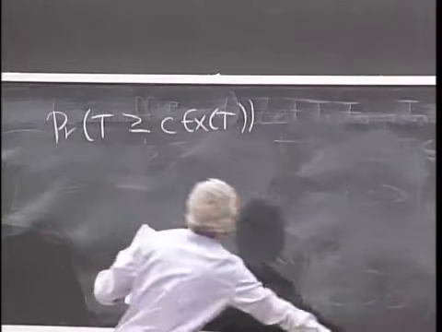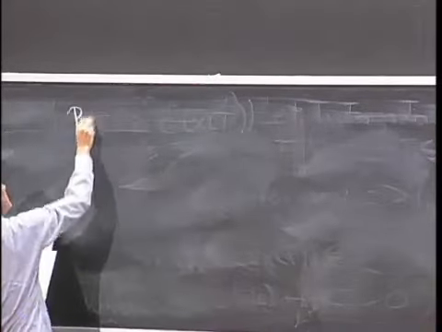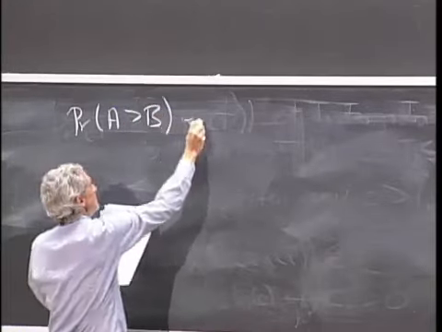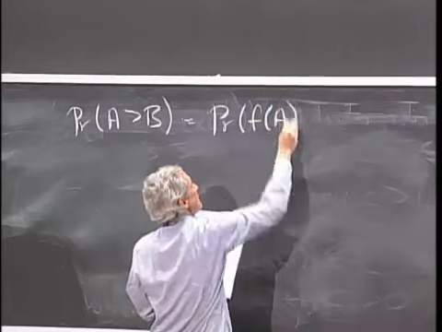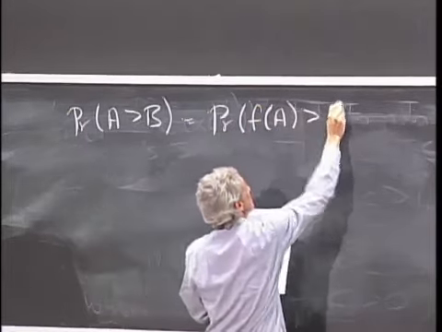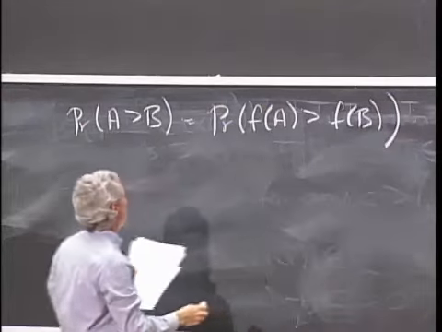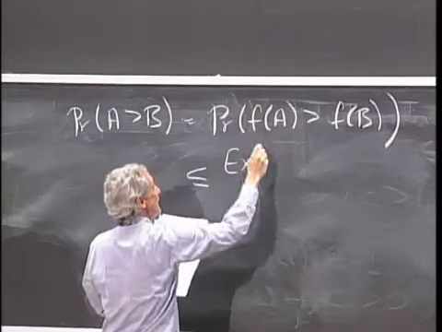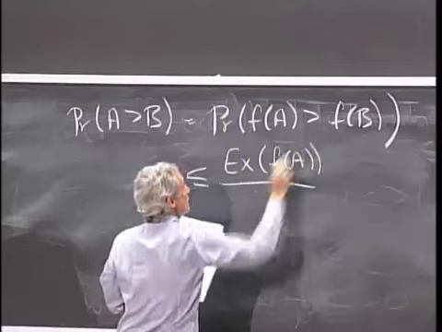When we're trying to figure out the probability that t is at least c times its expected value, or actually even more generally than that, the probability that A is bigger than B, well, that's the same as the probability that f of A is bigger than f of B, as long as you don't change signs. And then by Markov, this is at most the expected value of that, as long as it's non-negative, over that.